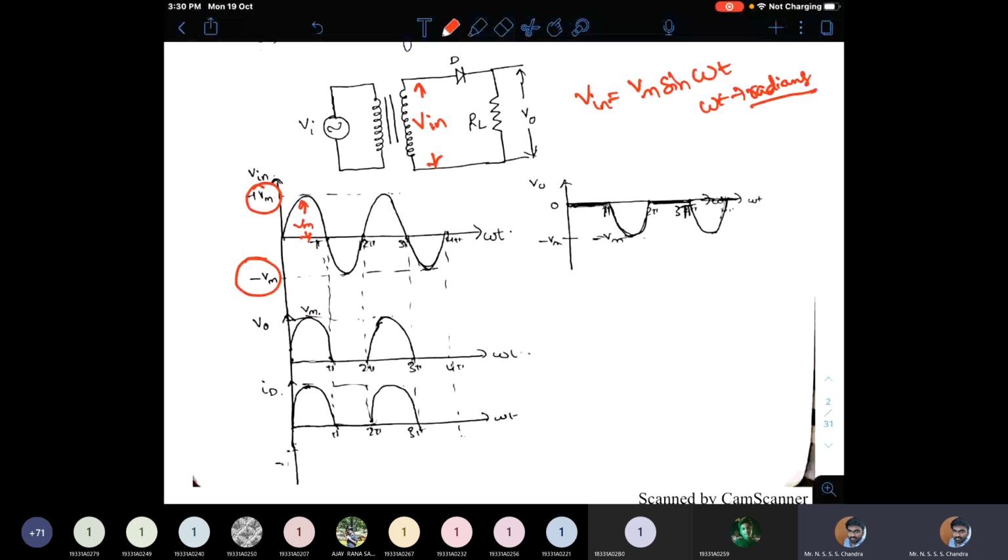You can see that I have written pi, 2 pi, 3 pi and so on on the x-axis. For a sinusoidal signal, the total radians in a full cycle is 2 pi radians. So this is the first cycle, second cycle and so on. Likewise, in a 50 hertz supply, if f is equal to 50 hertz, the time period of one cycle is 1 by 50 seconds, which is equal to 20 milliseconds.